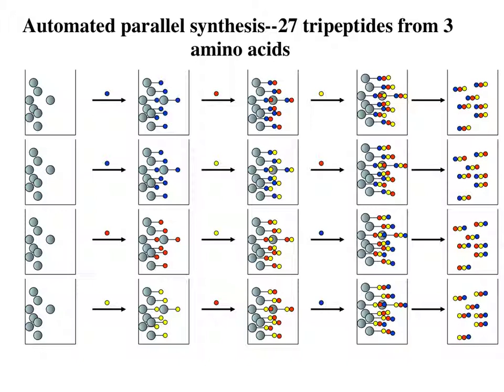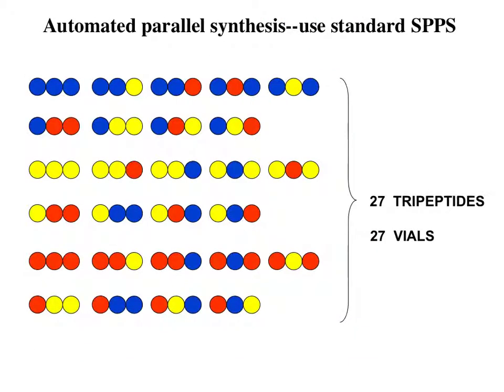So as I had said, for calculating the diversity of this library, you have a basis set of 3, and you're making a tripeptide, so that goes 3 to the third, and so then your solution is 27. In automated parallel synthesis, you're using standard SPPS. So in order to get those 27 tripeptides, you're going to need 27 vials, because each vial will signify the potential tripeptide.